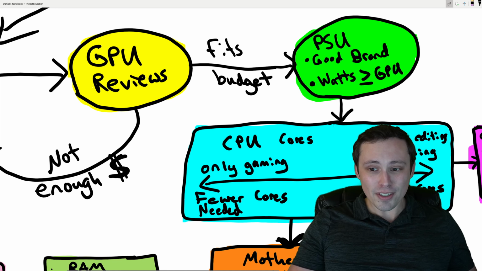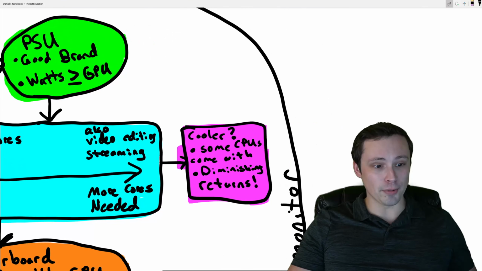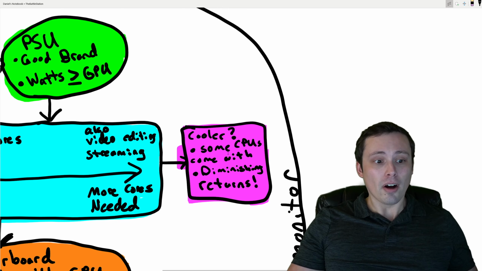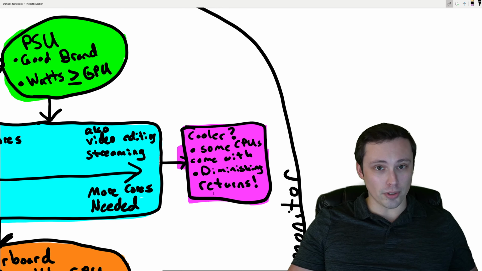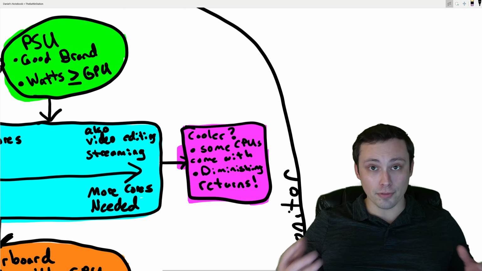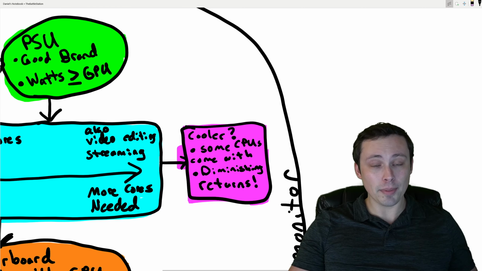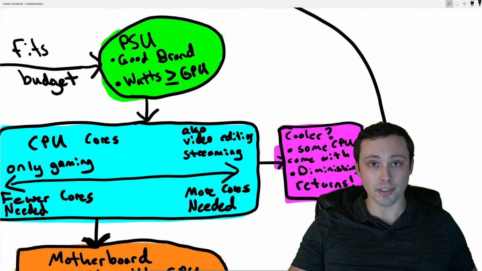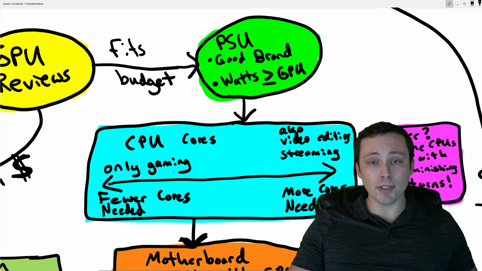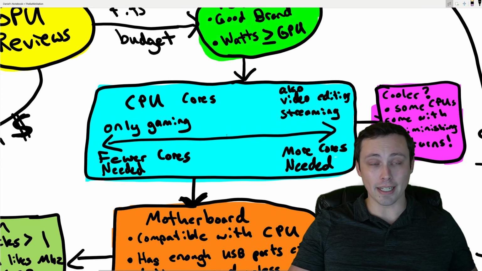Now, some CPUs, by the way, are going to come with a stock cooler, and you could save some money in your build by just using that. Although getting a better cooler could allow for better performance and maybe even some overclocking, but there is diminishing returns here. You don't want to spend so much on your cooler that you could have just got a better CPU in the first place. And many CPUs won't come with a stock cooler, so you are going to have to budget for one for a lot of choices here.